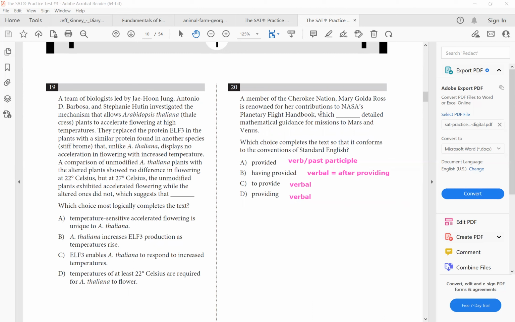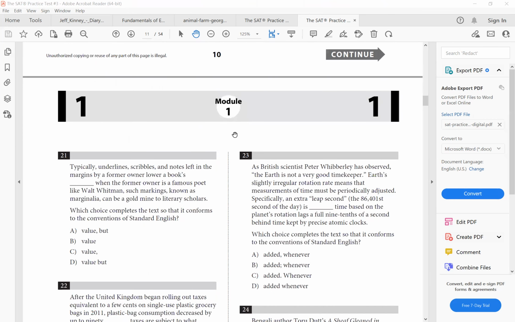So if we take a look here, what does which tell us? Which is called a relative pronoun, and it starts an adjective clause, and we have established that an adjective clause, even though it's not a sentence, has a subject and a verb. So our subject which needs to be followed by the verb, which is provided. Okay, and yay, good, you got it right.